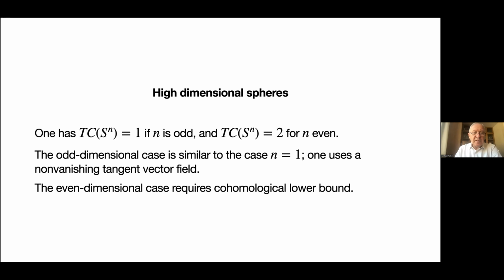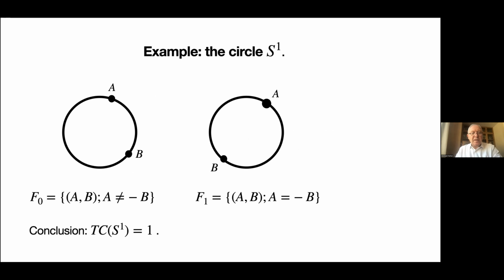And this is done similarly to this. Again, the set F0 will be the set of all not antipodal pairs, and the set F1 will be the set of all antipodal pairs. The motion planning on F0 will be exactly as before. So if they're not antipodal, you move along the shortest geodesic arc.